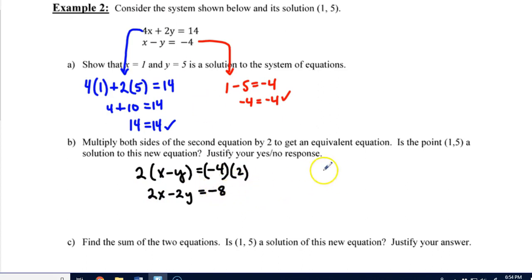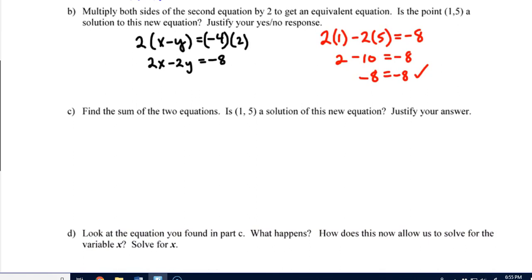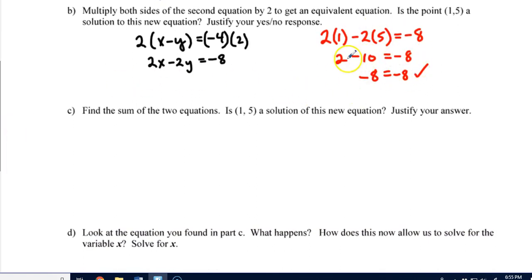I'm going to check. And yes, it still checks. So multiplying both sides of the equation is not a problem. It keeps us still with a solution to that system that's the same. All right. It says, okay, now find a sum of the two equations. That refers to this equation and the original.